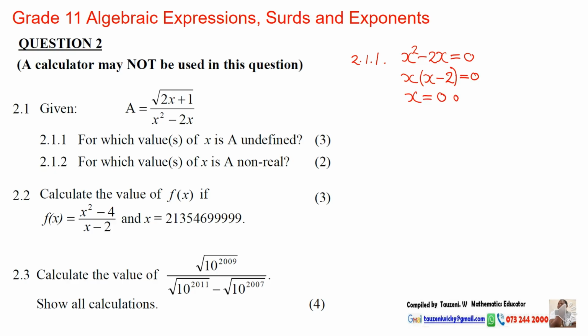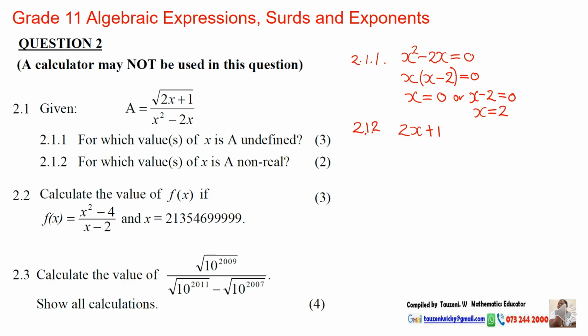After factorization, we equate each factor to 0 to produce the solutions that are required. So for this particular one, x is equal to 0 or x is equal to 2. So the idea is that for an expression to be undefined, the denominator must equal 0. Therefore, to find the values of x for which an expression is undefined, you equate the denominator to 0 and solve for x.